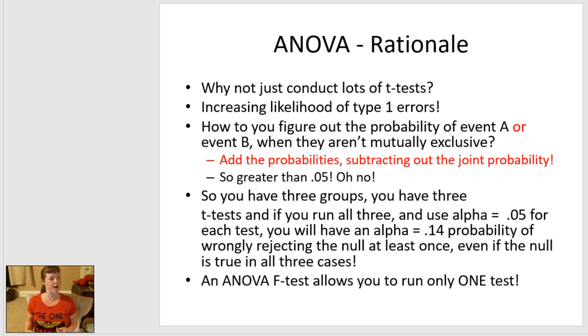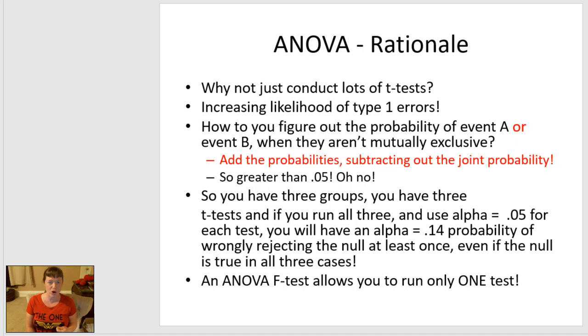Then you compare the old drug to the placebo, and alpha is 0.05 for that test. Then you compare the new drug to the placebo, right? Now you have another test with an alpha of 0.05. What is the probability of committing a type 1 error at least once? Well, what you're really asking is what's the probability of committing a type 1 error in test 1 or in test 2 or in test 3?